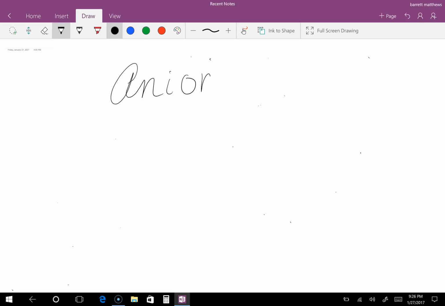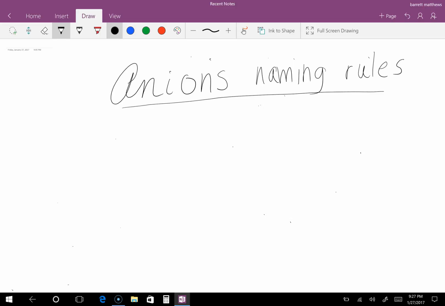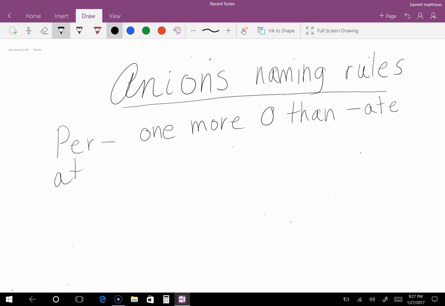Let's take a look at anions, and they are kind of special. There's multiple different kinds, and so we're going to learn the naming rules so that we really only have to learn a few bases, and then we can apply these rules to name the rest. The first we're going to look at is the prefix per. Per is one more oxygen than any compound with the suffix ate, ATE. Ate is a suffix used for any compound that has one more oxygen than a compound with the suffix ite, ITE.